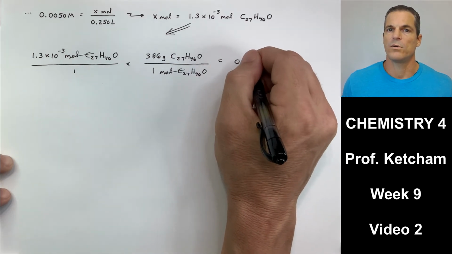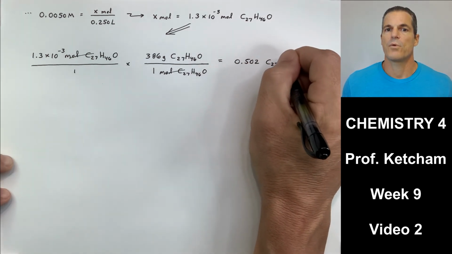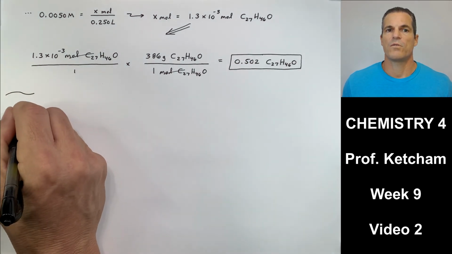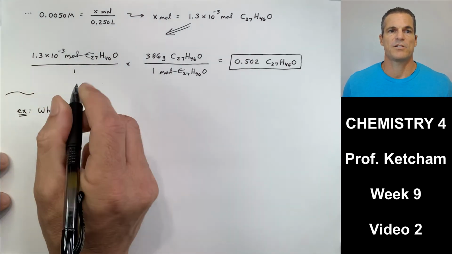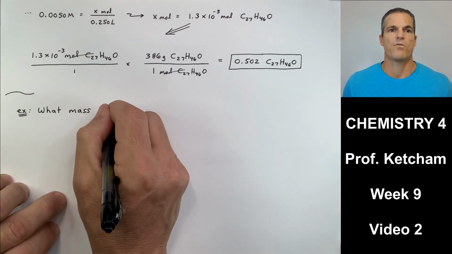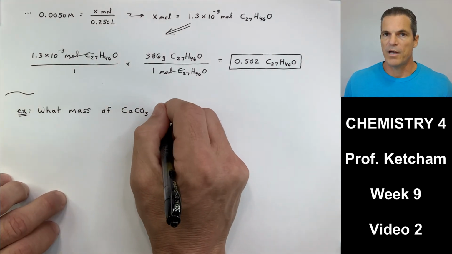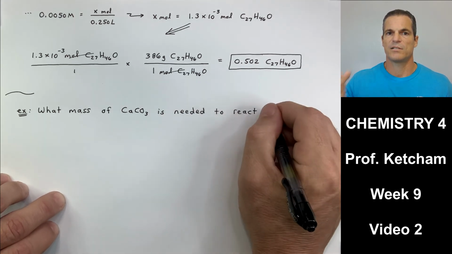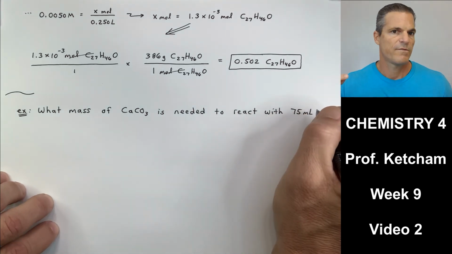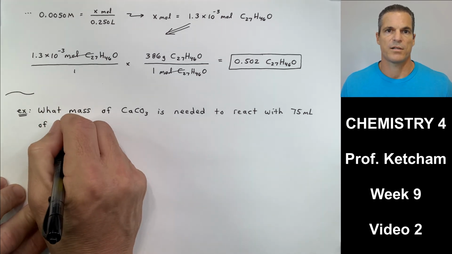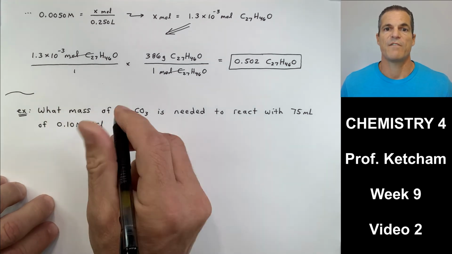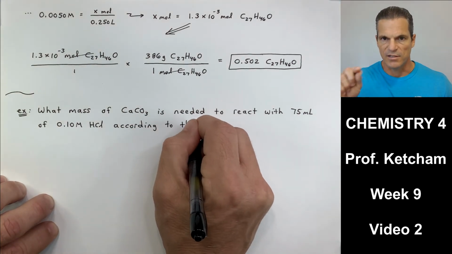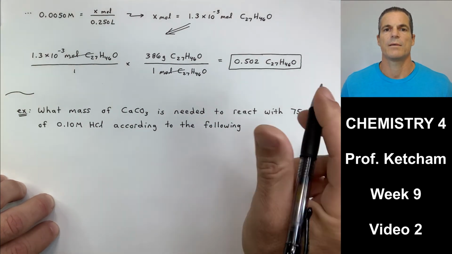But I don't want moles, I want grams. So what have I done here? I start with what I'm given, put it over 1, 1.3 times 10 to the minus 3 moles C27H46O, multiplied by the molar mass of 386 grams. 386 grams is 27 carbons, 46 hydrogens, 1 oxygen on the periodic table, and I get an answer of 0.502 grams C27H46O. I'm missing the little G there after 0.502 grams.